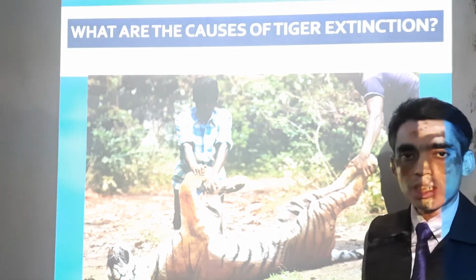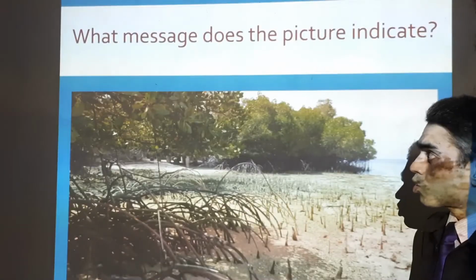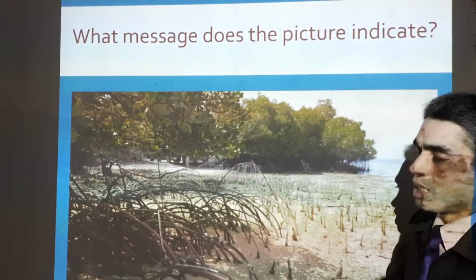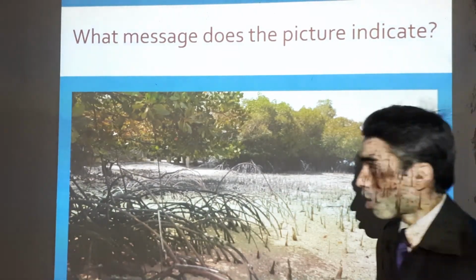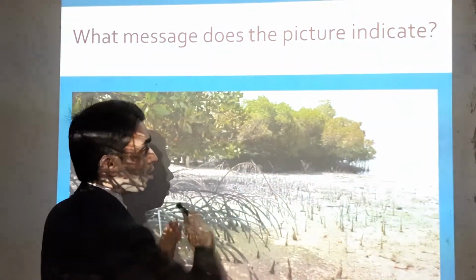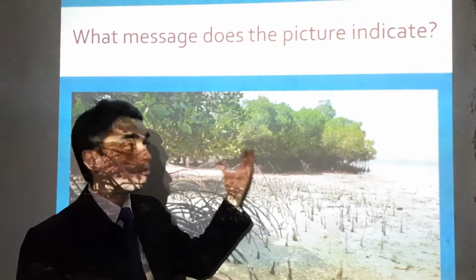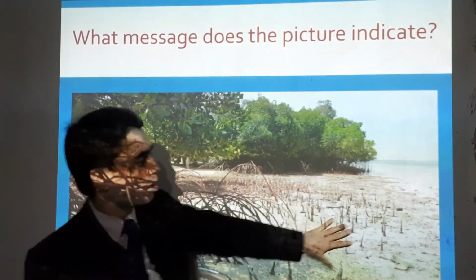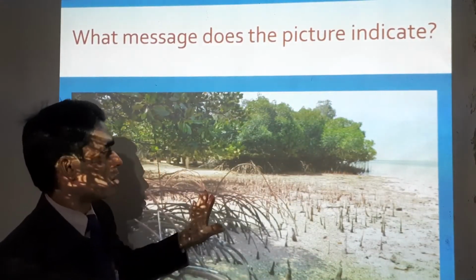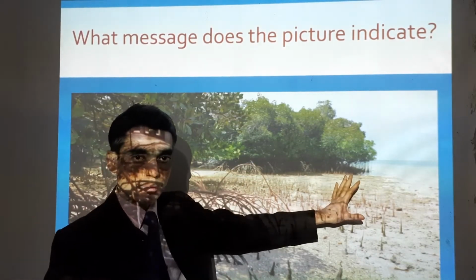And now, what will happen with this tiger, we know it very well. They will cut it and they will take the parts of the tiger and they will sell it, and that means they will use it. So what message does the picture indicate? This is the picture of mangrove forest. We see here the mangrove forest is losing its beauty. The area of mangrove forest is decreasing. Here you see this is the mangrove forest, but there actually we have lost the trees of the mangrove forest.